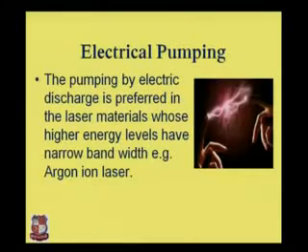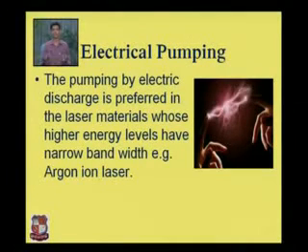Next is the electric pumping, in which we are going to use the electric discharge. So if we use the electric discharge to take the electron from the ground state to the excited state, such kind of pumping is known as the electric pumping. The electric pumping is used in our day-to-day life also, that is in the tube lights. We have two electrodes which are separated by a small distance, and when you apply the voltage across it, it will generate the discharge, and that discharge can excite the electron from the ground state to the excited state.